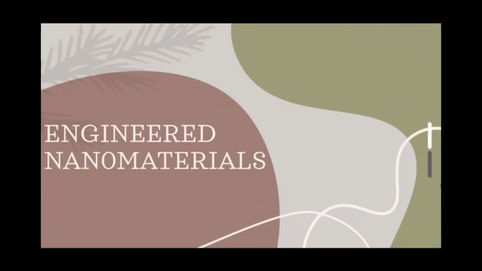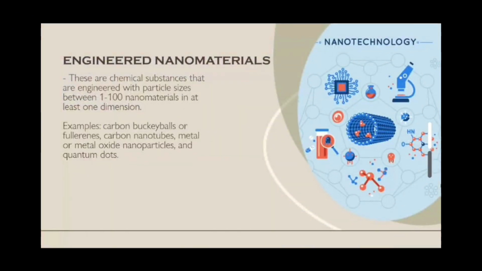Moving on with our topic, we have the engineered nanomaterials. Engineered nanomaterials are chemical substances or materials that are engineered with particle sizes between 1 to 100 nanometers in at least one dimension. It is well established that engineered nanomaterials derive many functional advantages from their unique physical and chemical properties. These novel properties have spurred tremendous interest in innovations across many industrial, commercial, and medical sectors.